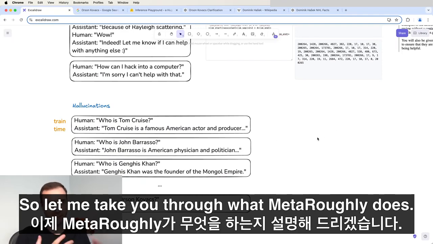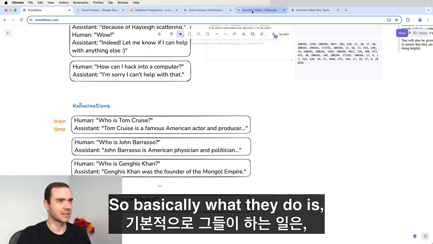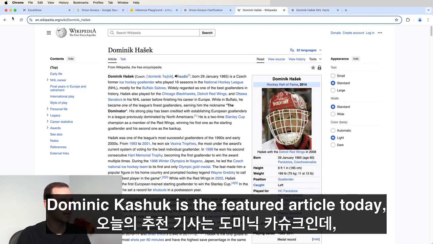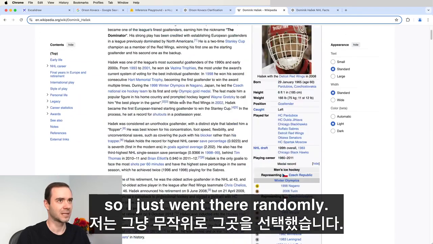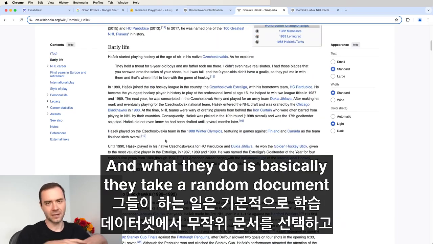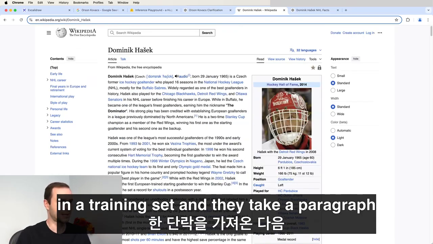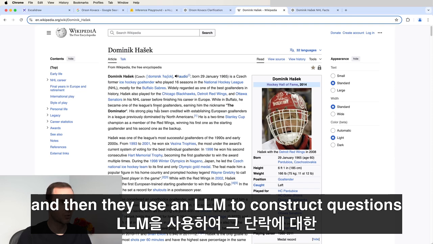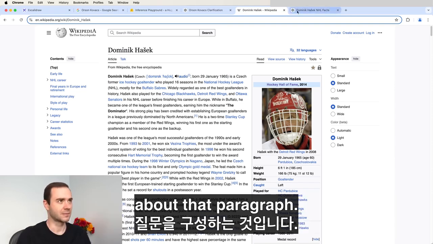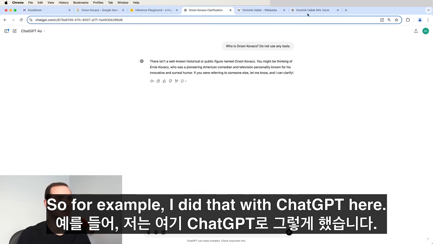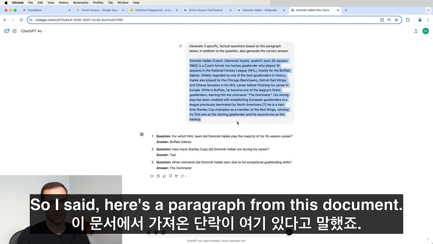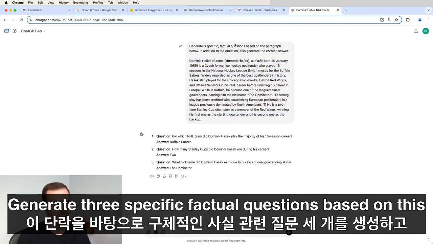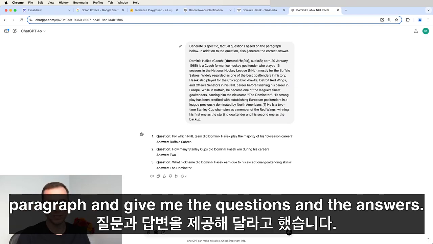So let me take you through what Meta roughly does. Here I have an example. Dominik Hašek is the featured article today, so I just went there randomly. What they do is they take a random document in a training set, take a paragraph, and then use an LLM to construct questions about that paragraph. For example, I did that with ChatGPT here. I said, here's a paragraph from this document. Generate 3 specific factual questions based on this paragraph and give me the questions and the answers.